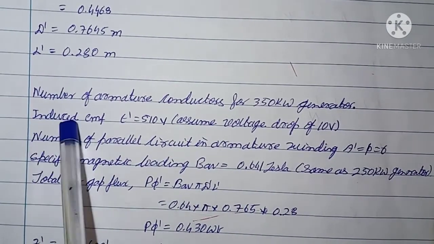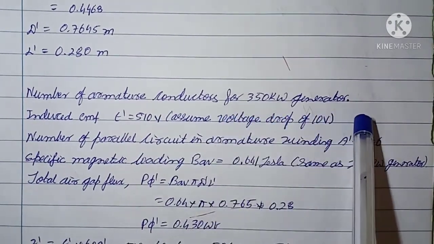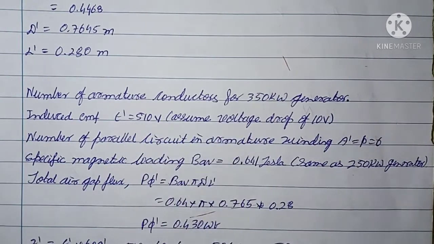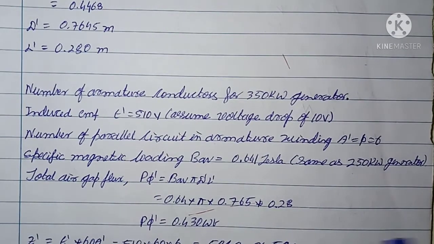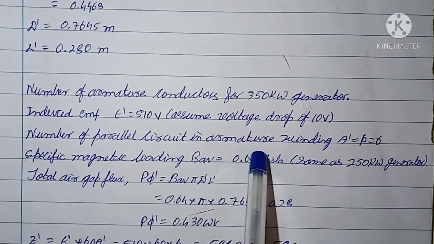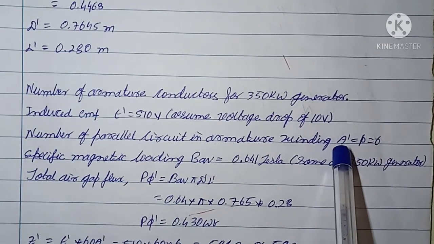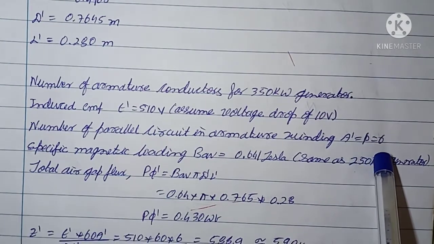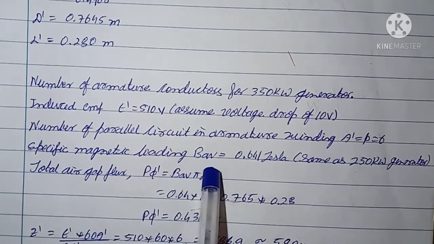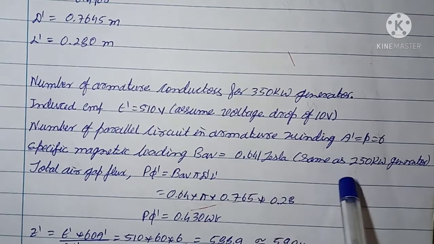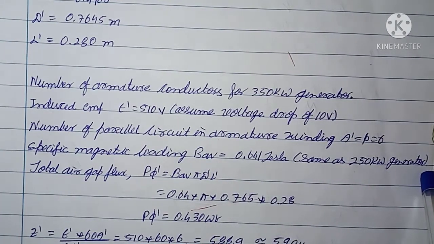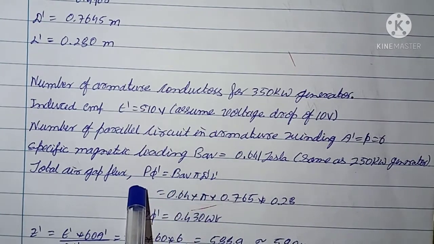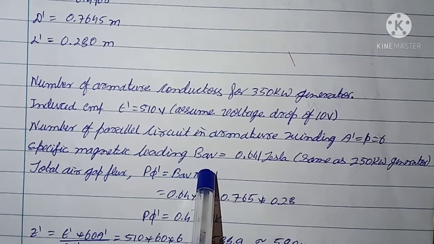Fine. Next, the number of armature conductors for the 350 kilowatt generator. Induced EMF is 510, assuming there is a drop of 10 volt. The number of parallel circuits in the armature winding is 6, because it's lap winding, so A is equal to P, which is equal to 6. Specific magnetic loading is 0.641 Tesla, same as the 250 kilowatt generator. Therefore phi is B av into pi d L. This is from the basic equation for specific magnetic loading.